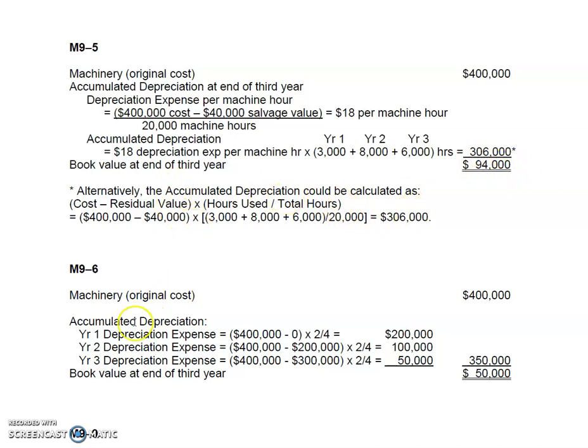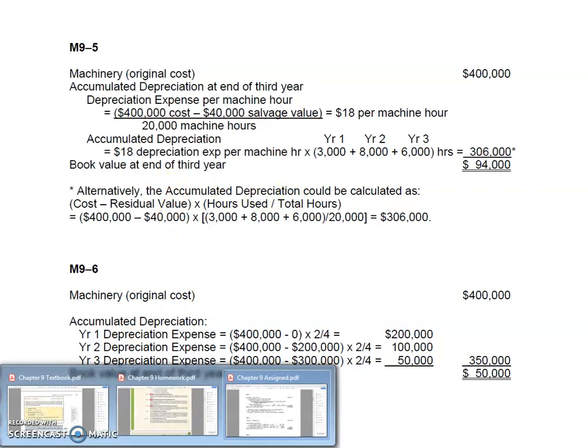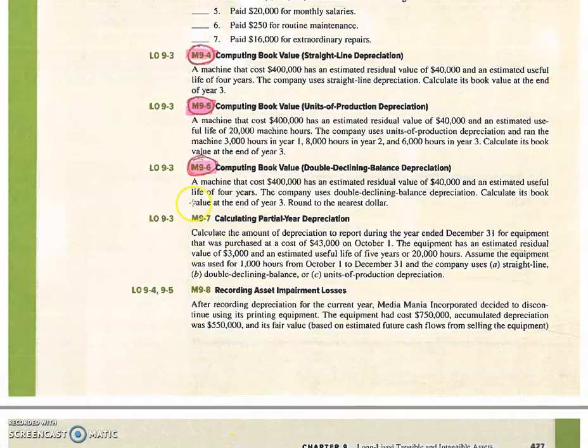Okay, so let's move down to mini exercise 9.6. A machine that costs $400,000, has residual value of $40,000, estimated useful life of 4 years. All that sounds pretty familiar. Company uses double declining balance depreciation, calculate its book value at the end of year 3. Okay, so 4-year life, straight line would be 25%. Double that is 50%. So we're going to take 50% of net book value for depreciation expense each year.